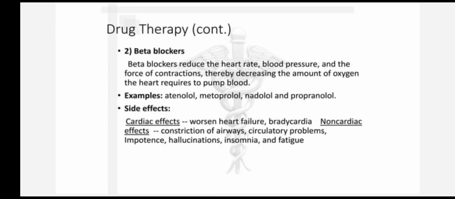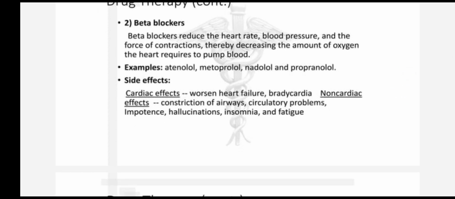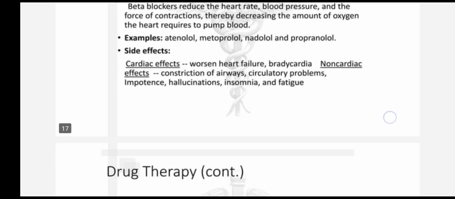Beta blockers reduce the heart rate, blood pressure, and the force of contraction, decreasing the amount of oxygen the heart requires to pump blood. Examples: atenolol, metoprolol, nadolol, and propranolol. Cardiac effects: worsens heart failure, bradycardia. Non-cardiac effects: constriction of airway, circulatory problems. Other effects: hallucination, insomnia, and fatigue.